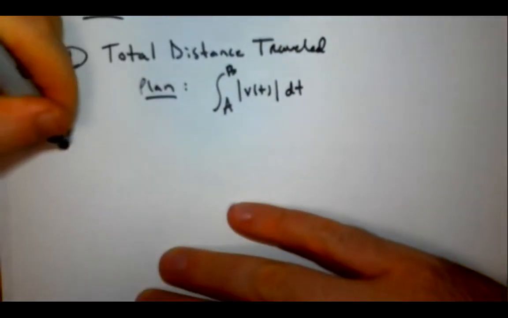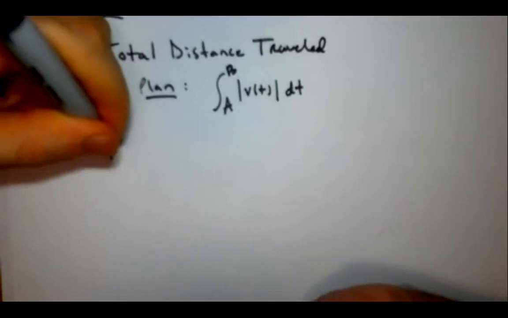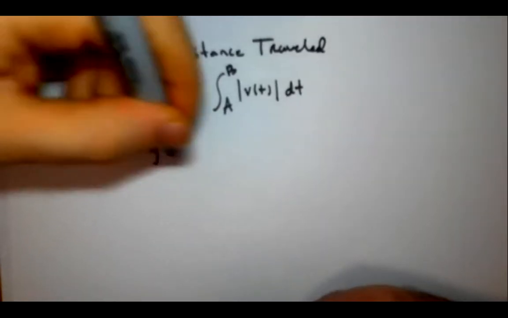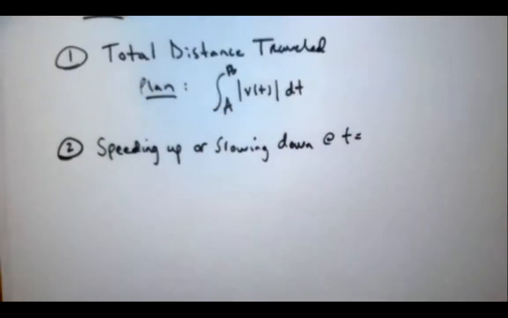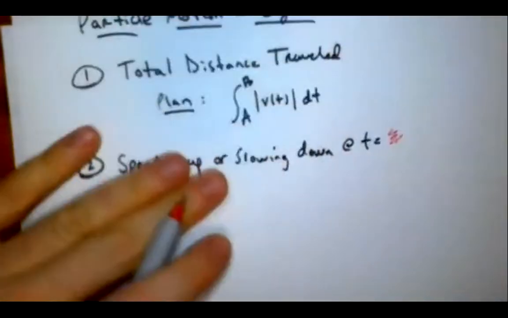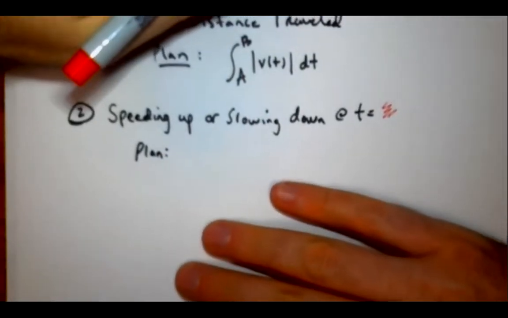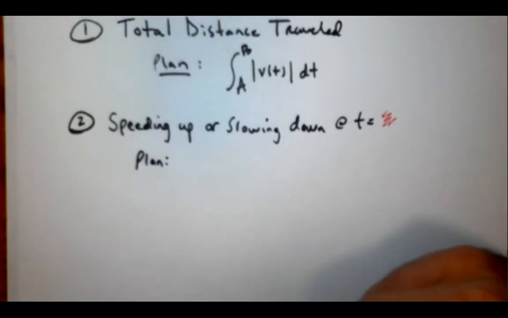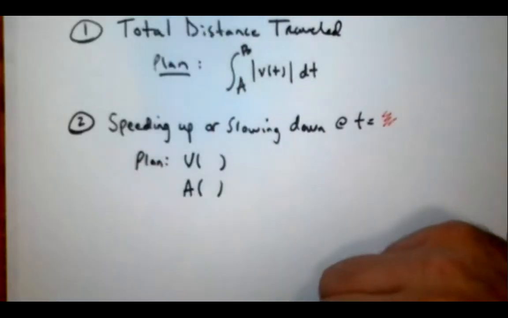Next. Let's go with speeding up or slowing down at t equals whatever. What's the plan? Check a of t and v of t and see if the signs match. If they do, it's speeding up. If they don't, it's slowing down.